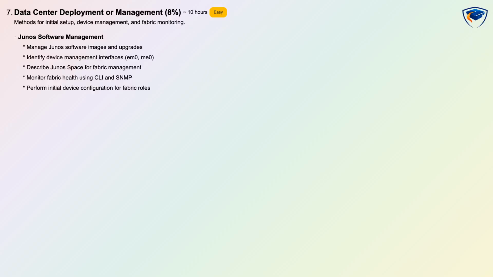Data Center Deployment or Management is 8%, easy, with about 10 hours of study and conceptual plus scenario-based assessment. You will manage Junos software images and upgrades, identify management interfaces such as em0 and me0, and use Junos Space for fabric management. The domain covers monitoring fabric health using CLI tools and SNMP, and performing initial device configuration for fabric roles so the network is ready for EVPN and VXLAN services.